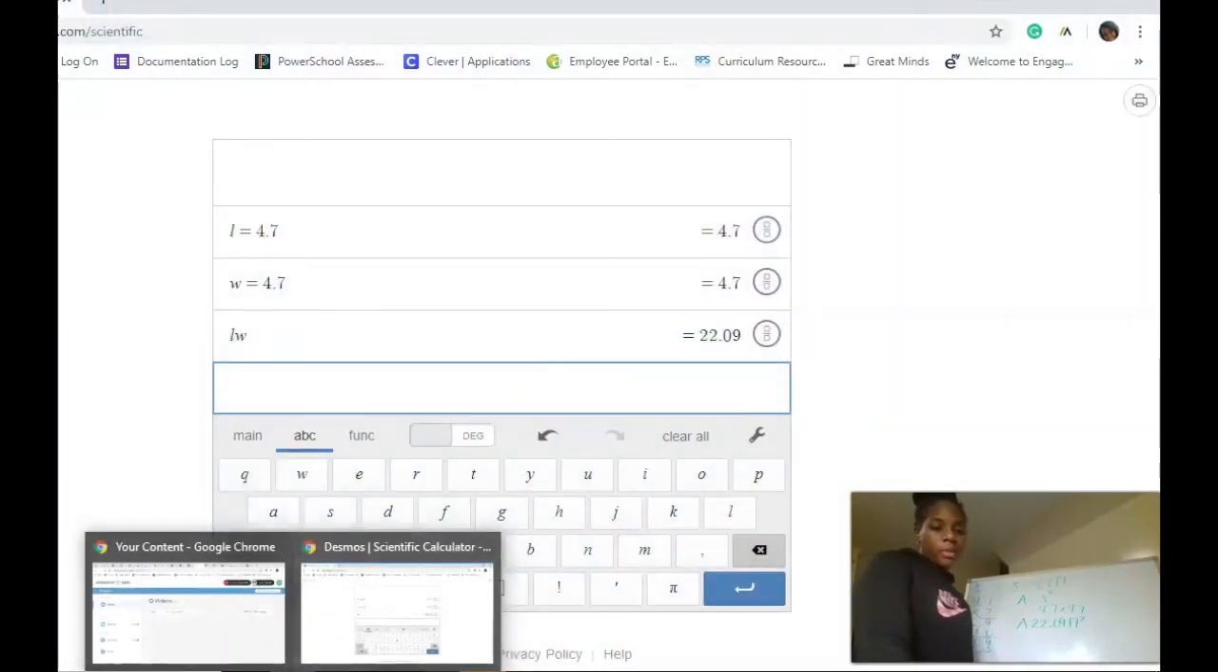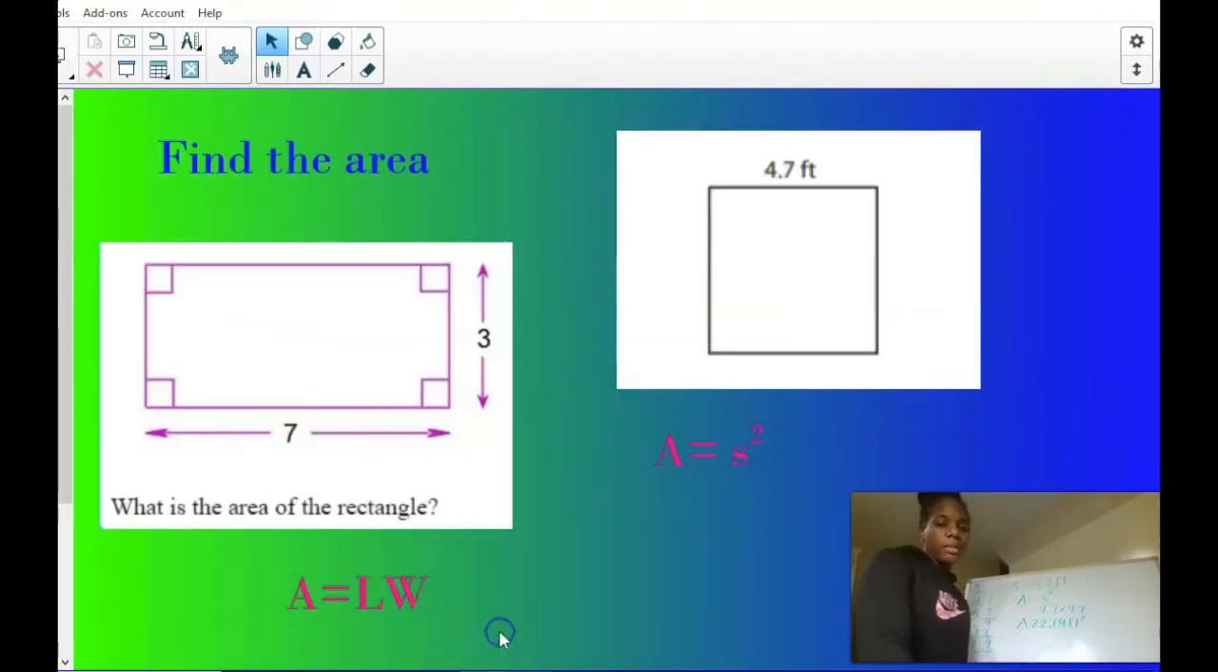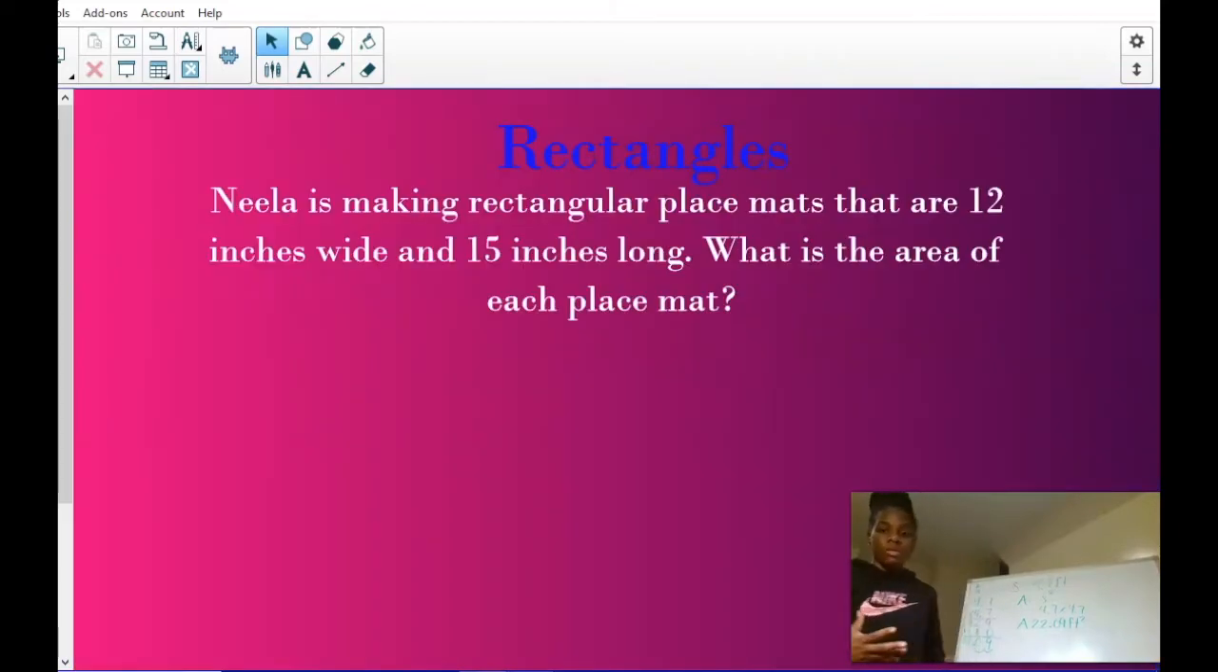So it's pretty simple, pretty easy. You're just substituting and plugging in those numbers so that you can come out with the right answer. Just the same way whether you're doing it manually or whether you're using a calculator. It's the same concept, right? So now we're going to go into word problems.